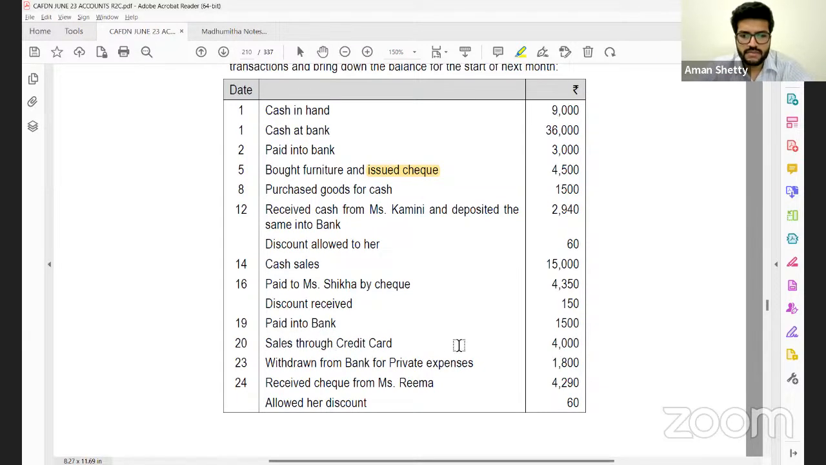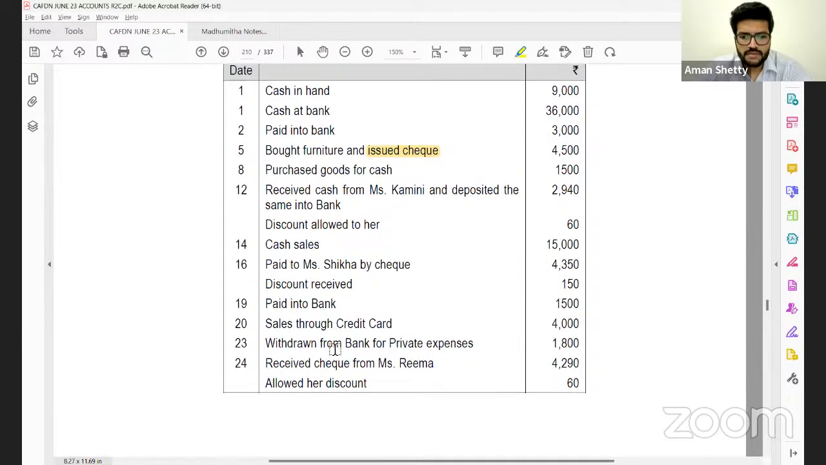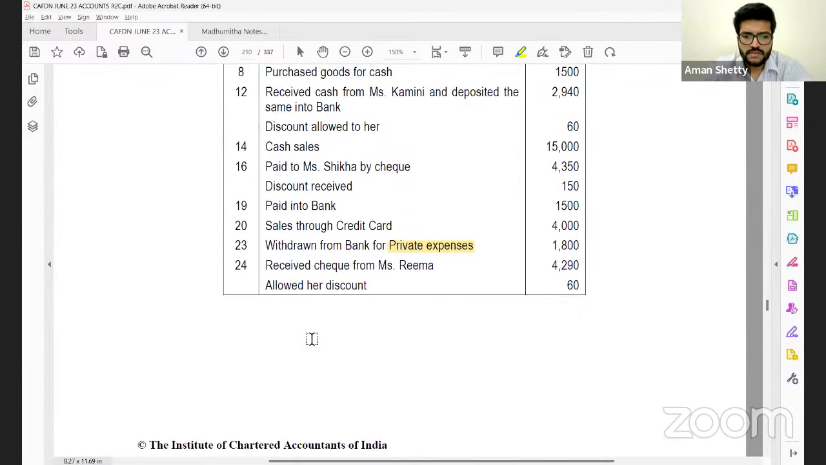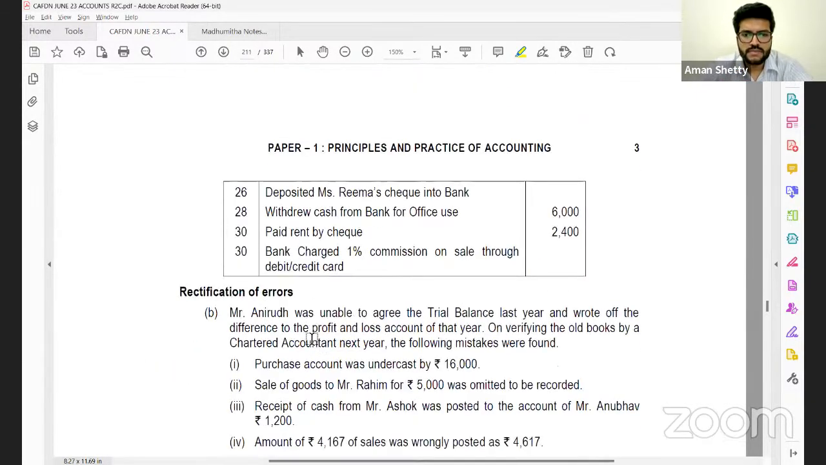20th, sales through credit card 4,000. 23rd, withdrawn from bank for private expenses 1,800. 24th, received check from Mrs. Rima 4,290, allowed her discount 60. 26th, deposited Mrs. Rima's check into bank. 28th, withdrew cash from bank for office use 6,000. 30th, paid rent by check 2,400. 30th, bank charged 1% commission on sales through debit or credit card.